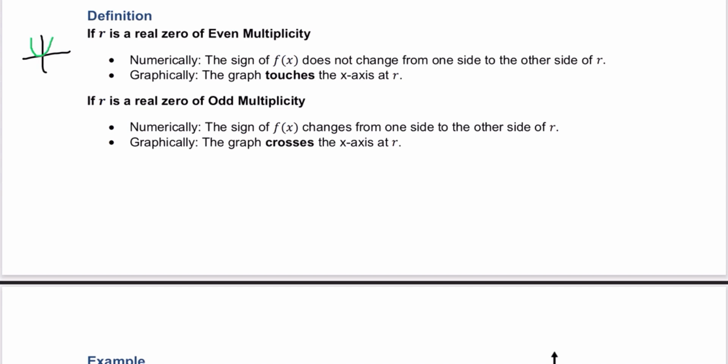If r is a real zero of odd multiplicity, then numerically the sign of f changes from one side to the other. But what we're more concerned about is graphically what's happening. The graph is going to cross at that x-intercept. So think of x cubed. We're somewhat familiar with x cubed. 0 is an x-intercept. And at that 0, since we have odd multiplicity, it's going to cross the x-axis. The graph actually cuts through at that 0. Whereas with even multiplicity, at 0, it bounces and turns around.